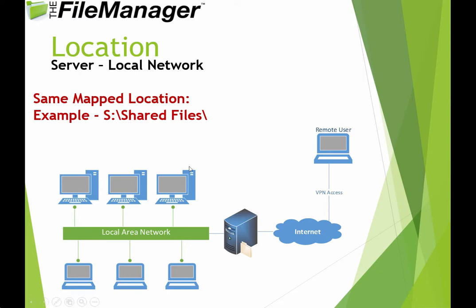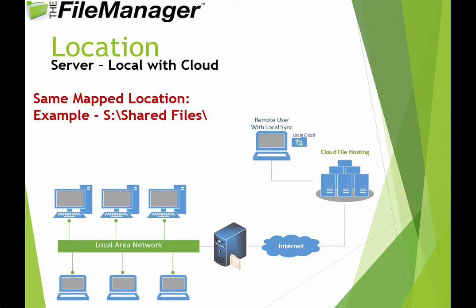So if your files are sitting on that server, you need to be able to point to them from File Manager, and the path needs to be the same. You can also do this with a local server and a cloud. So if you have a remote user that's using a cloud instead of a virtual private network, again, make sure that the path is exactly the same. If everybody's using the S:/shared files, make sure that that's the same. So that's the important part of location and where the files are stored: there's one path for everyone. You can have your IT people help you with this, and they can make sure that everybody's path is exactly the same, and then File Manager will have the same location for finding those files.